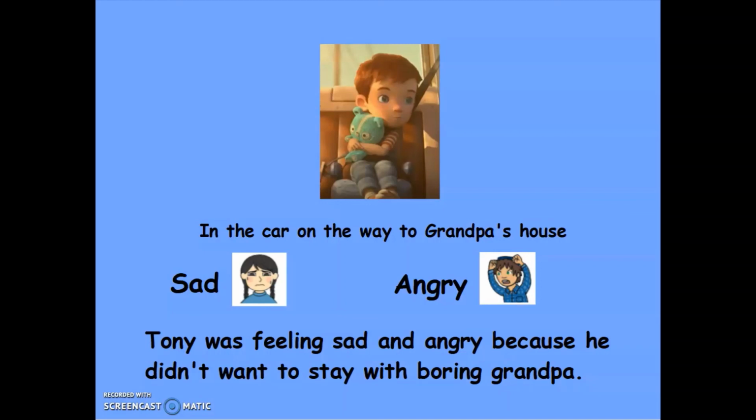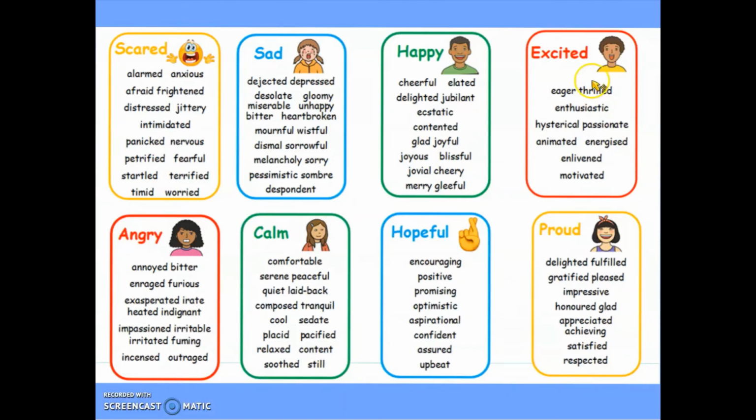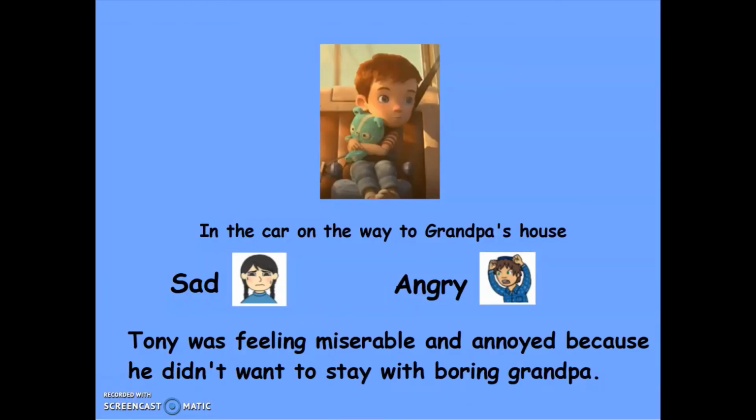showing this emotion. If you are in red or orange group, or if you're trying the hot challenge, then I want you to try and swap the words for some more interesting synonyms. Using the emotion mat, you would look at sad and choose one of the other words. I might choose that he was feeling miserable. And instead of angry, I might say he was annoyed. For example, Tony was feeling miserable and annoyed because he didn't want to stay with boring Grandpa.